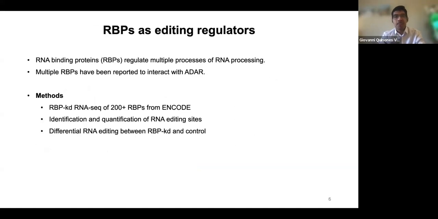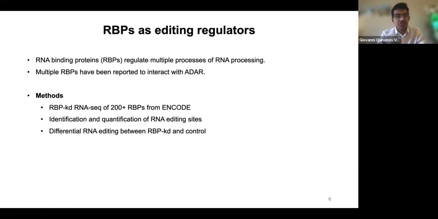So, of course, a natural candidate to look into are RNA-binding proteins called RBPs. RBPs in general regulate multiple steps of RNA processing. And there have been reports of multiple RNA-binding proteins that directly interact with ADAR.